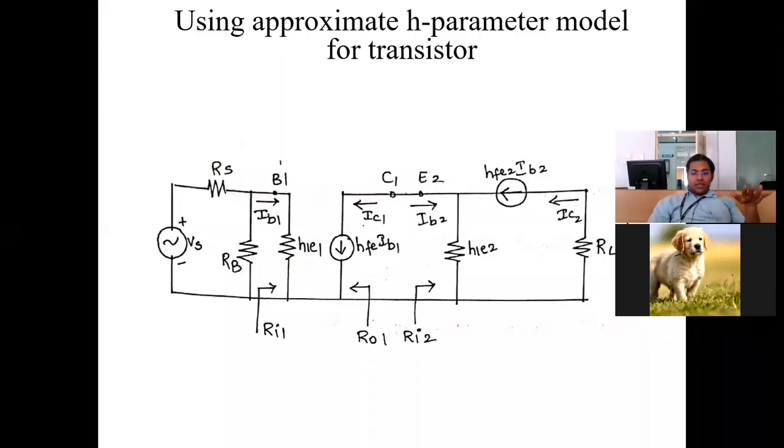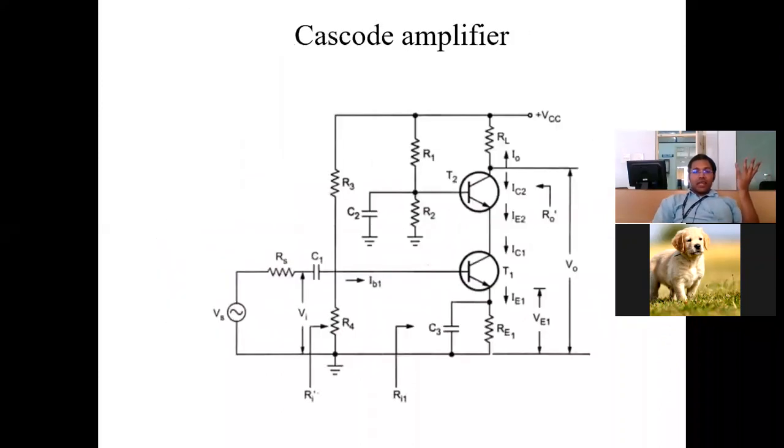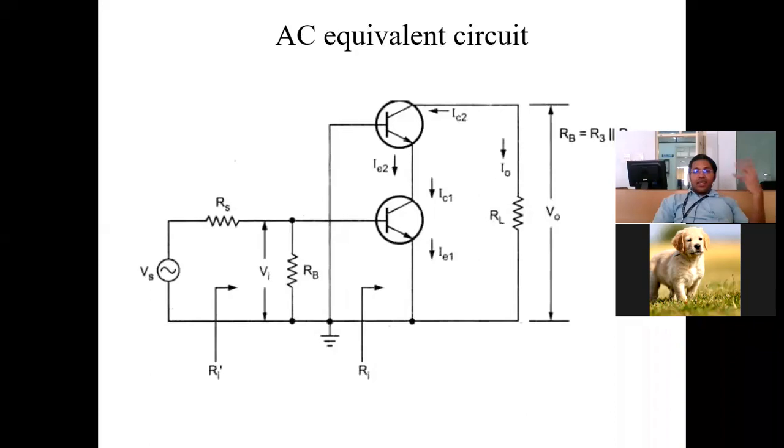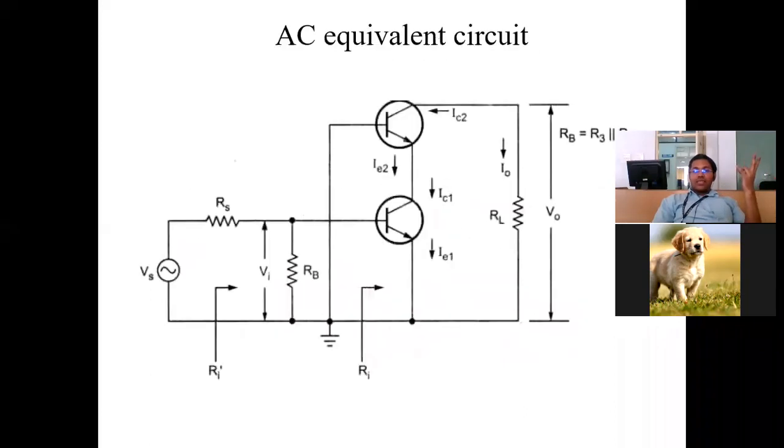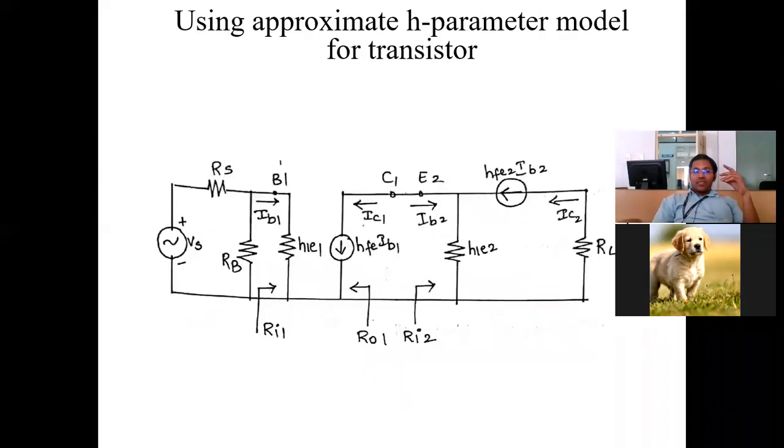Okay, they may give a new circuit, no problem. Ultimately, the circuit has resistors, capacitors, transistors, and a DC source. Go for the AC equivalent. Replace the transistor by the approximate model. Both transistors you will replace, so you will get two HIE and two HFE IB. That's it, simple. Don't be afraid, sit and practice, you will get it.